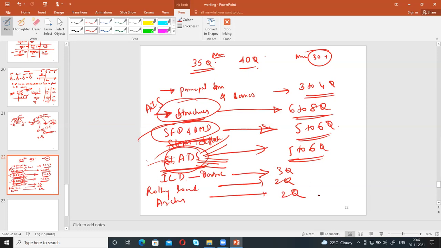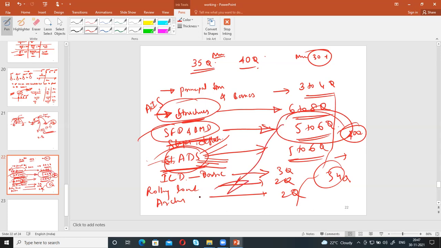In arches, two questions. So totally how much, 24, 27, 32, 34, here it will be 34. Maximum, they may give one extra question, I have given the minimum. So finally, it will come around 40 questions, minimum. Clear, these are the concepts. So you must focus on structures very deeply and in detail. If you know SFD BMD, you can easily do influence line diagram concepts.